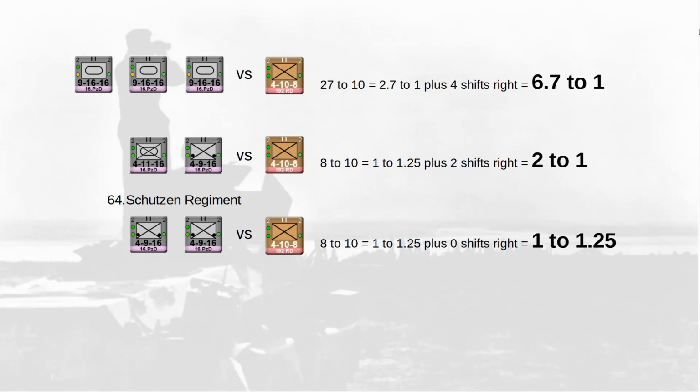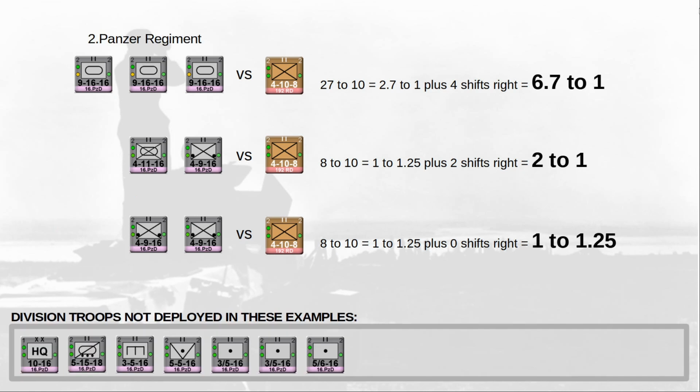Finally, the 64th Schutzen Regiment also has 2 battalions. However, both are motorized infantry battalions with shock value 0. This regiment attacks using normal supply. The odds are 8 to 10, or 1 to 1.25, in the Soviets' favor. Because the highest shock value of the Germans is 0, there are no shifts for shock. Thus, the odds remain 1 to 1.25 in the Soviets' favor.